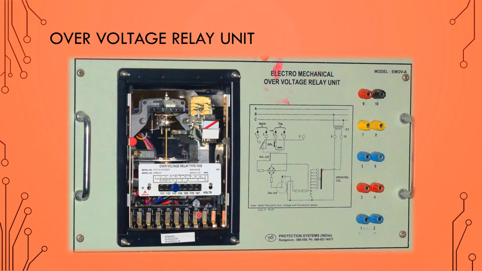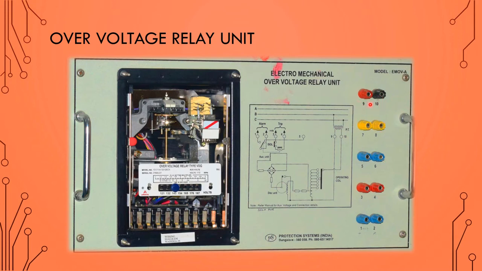So that means this over voltage relay is mounted inside the panel, and inside the panel all the terminals come out through these banana pins. These are the banana terminals. So all the 9, 10, 1, 2, 3, 4, whatever the requirement, it is coming to these terminals.